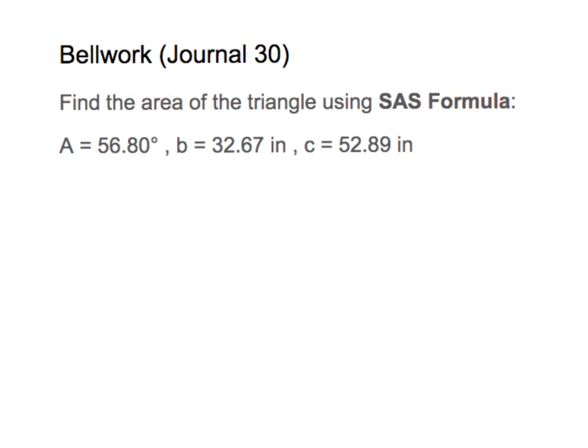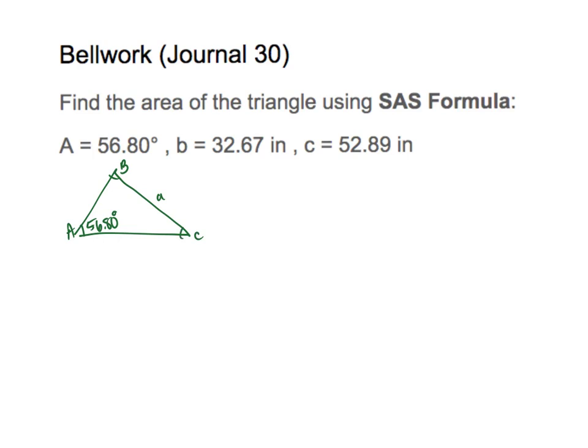So anytime you're given a non-right triangle, it's really nice to use this formula if you have two sides of the triangle, which we do here, and we have the angle that's between them. So let me just draw you a picture here and how you can relate this back to the SAS formula. Let's pretend this is A, so this would be 56.80, and then this would be little a, and then let's call this B and this C.